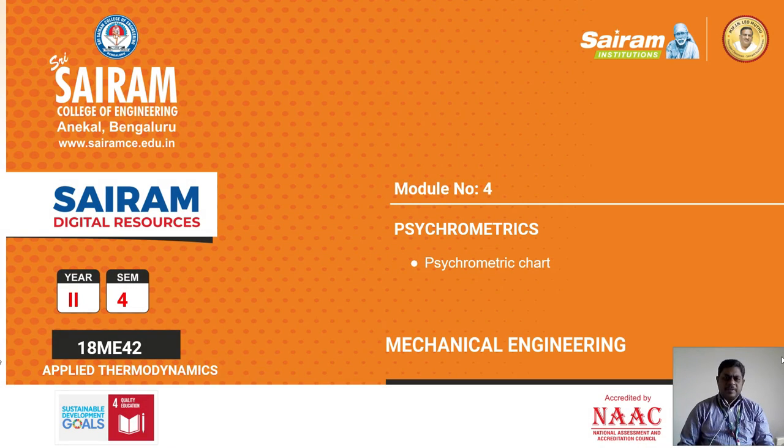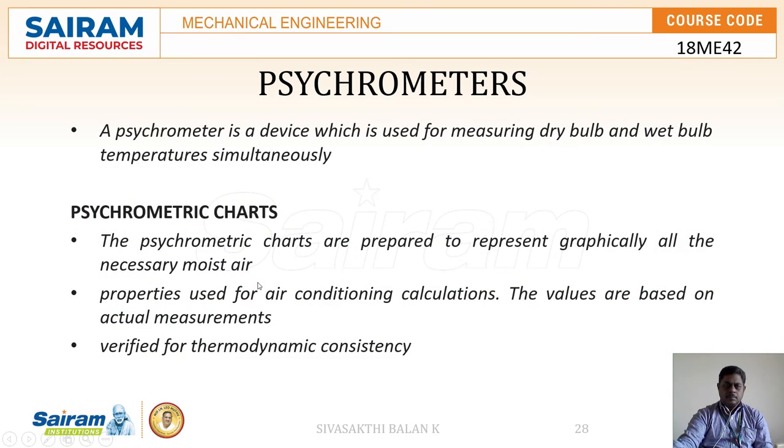In this video, we discuss what a psychrometric chart is and how we can use a psychrometric chart through an animation. First, we understand what a psychrometer is. A psychrometer is a device which is used to measure both dry bulb as well as wet bulb temperature simultaneously.